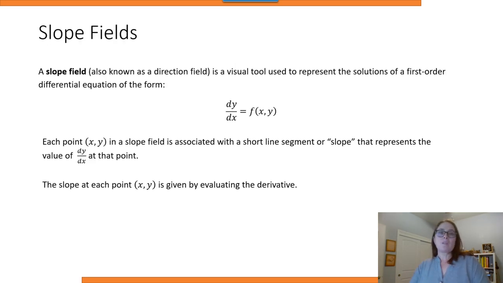One other thing we want to talk about in this section is slope fields. A slope field, sometimes called a direction field, is a visual tool that we can use to represent all the solutions of a first-order differential equation. So if I have a differential equation dy/dx equals some function of x and y, every point (x, y) in the slope field is associated with a short line segment, which is the slope at that value of dy/dx. So the slope at each point (x, y) is given by evaluating the derivative. It may be kind of hard to visualize, so let's look at an example.